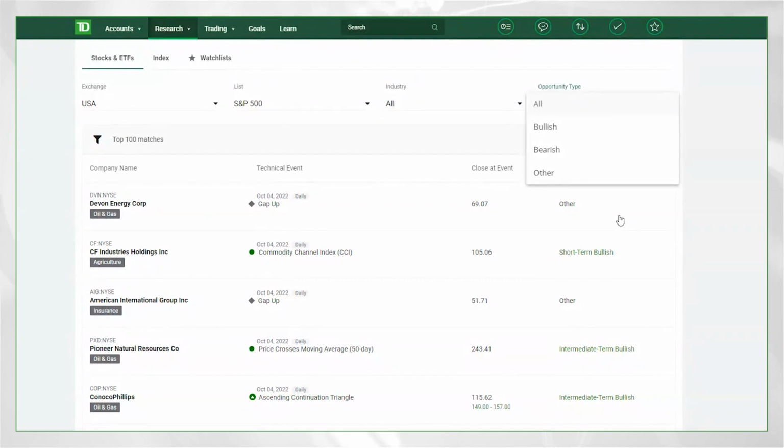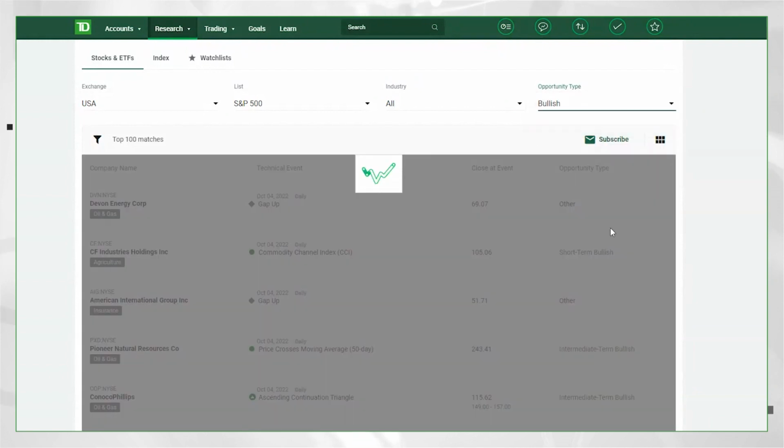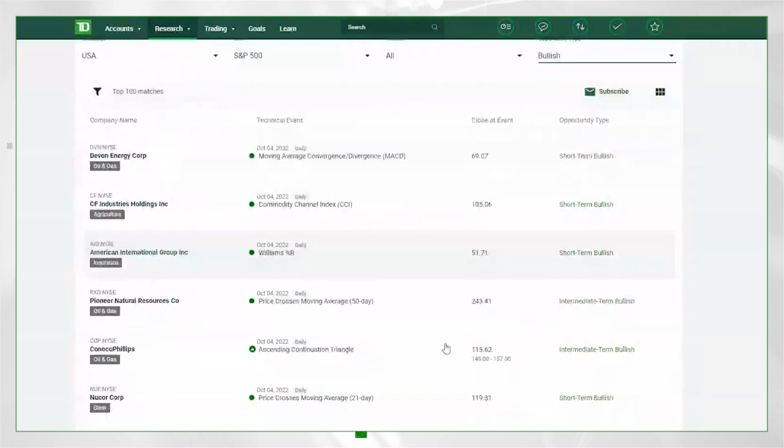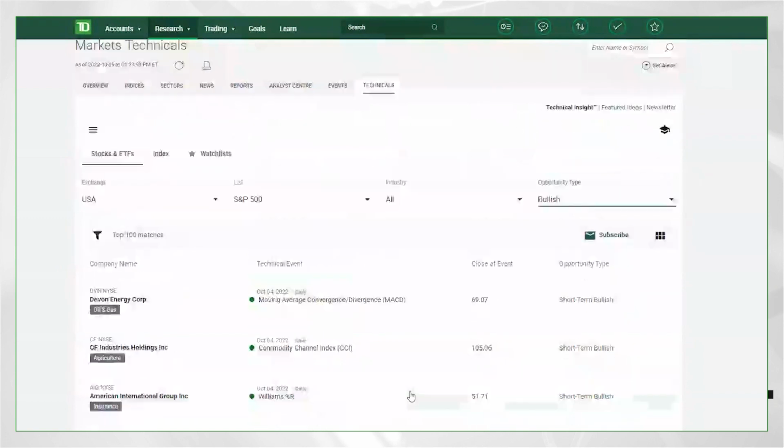I'm going to look for bullish events to see if we get some kind of market reaction to this market we've been seeing, this volatility we've been seeing lately. So let's click bullish, and we got the top 100 matches already. And there's a lot of data here, right? So we can fine tune this and change it up, but right now we have some ideas that you can look at, and really we're looking at every single type of technical event out there. And we have over 80 of them, right?